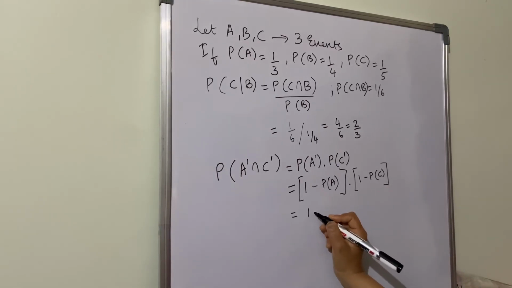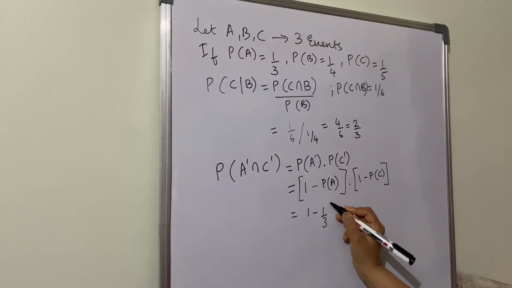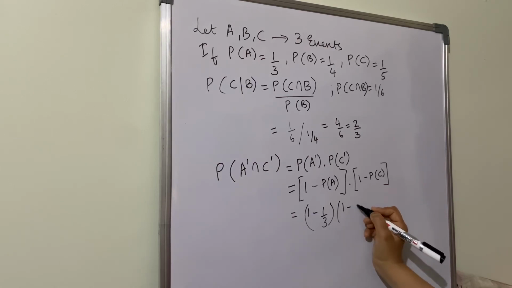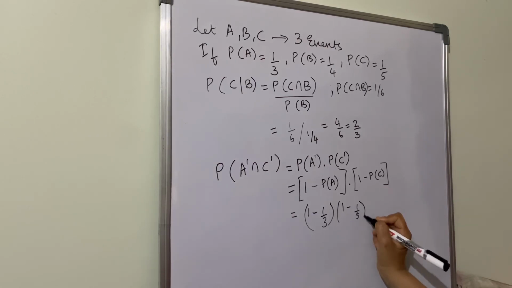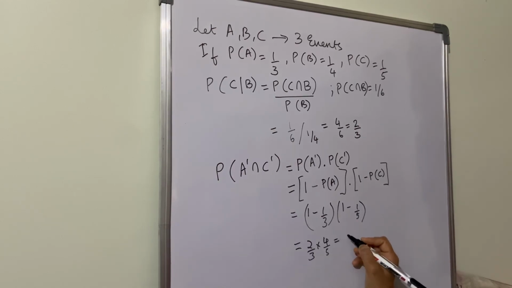Now we know this is 1 minus 1 by 3 into 1 minus 1 by 5. This is 2 by 3 into 4 by 5, that is 8 by 15.